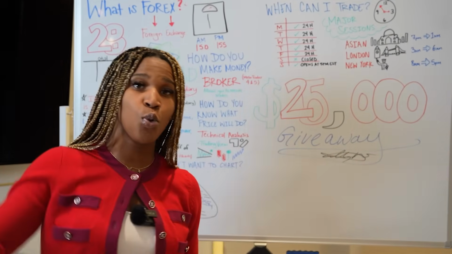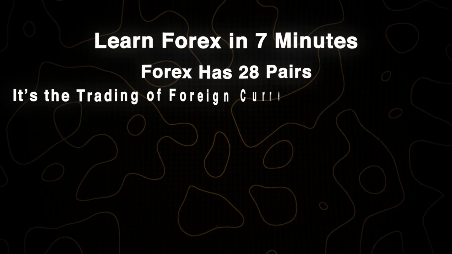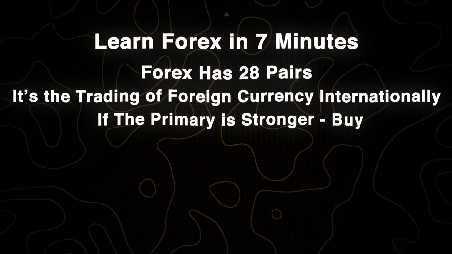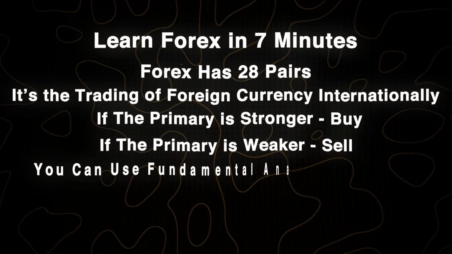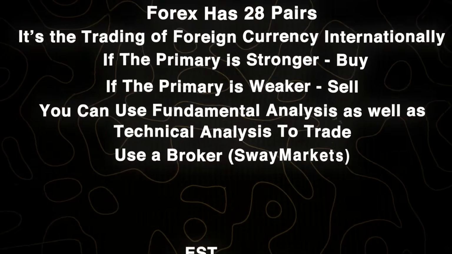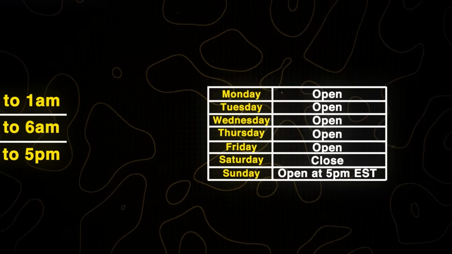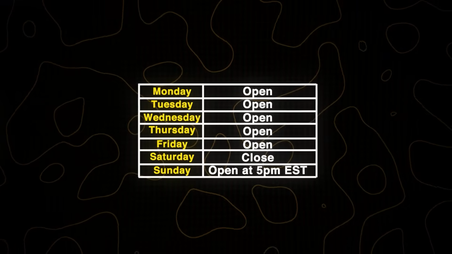So just to reiterate and review, Forex has 28 pairs. It is the trading of foreign currencies internationally. If the primary is stronger than the secondary, it's going to buy. If the primary is weaker than the secondary, it's going to sell. You can use news. You don't have to learn technical analysis, but you can learn technical analysis. Use a broker. Remember, these are your major sessions, so you can take a screenshot if you want to, and the hours that the market is open and the days. 6 days a week, almost 24 hours.